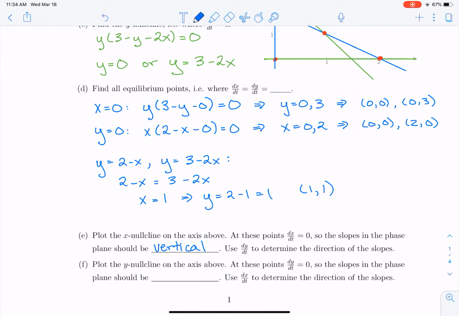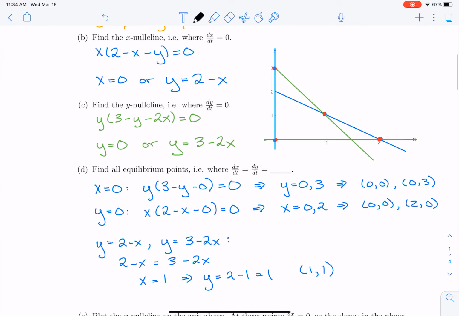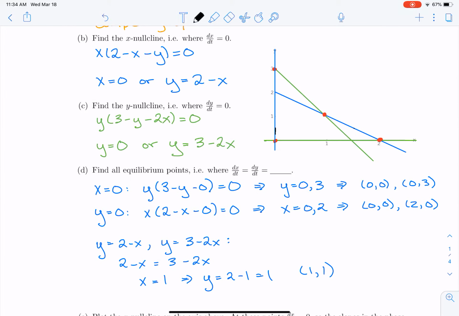So what I'm going to do is plot some vertical slopes on the x nullcline. I'm going to make these vertical vectors. I'm going to put them all along the x nullcline. I'm not going to put any arrows in yet because I don't know whether they're pointing up or down yet. I'm also only going to plot them for x and y positive because x and y represent populations that are competing, and those populations are going to have to be greater than or equal to 0.